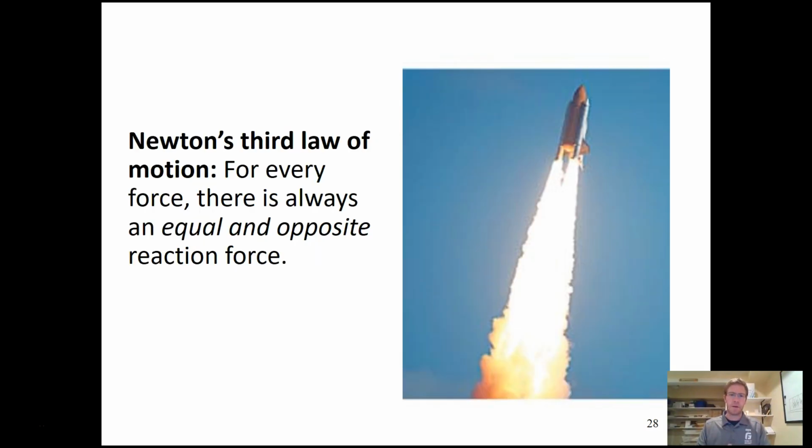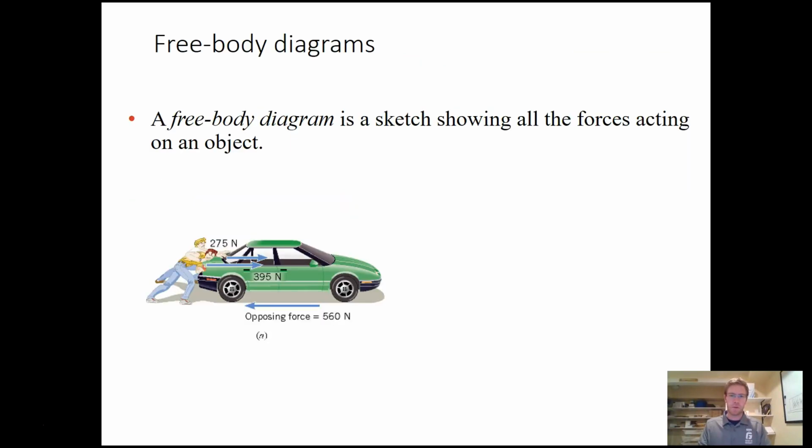Boom. Newton's third law of motion, lastly, tells us that for every force, there is always an equal and opposite reaction force. A great example of that, as you see in the picture here, is with rockets. How do rockets propel themselves upward? Well, by thrusting or forcing hot gas out the back of the rocket, which then creates an equal and opposite force pushing the rocket upward. Cool.